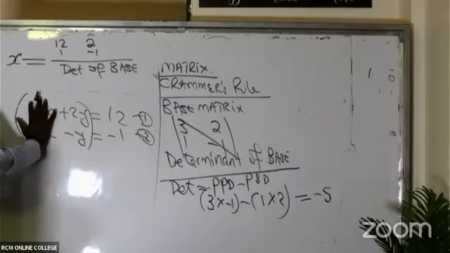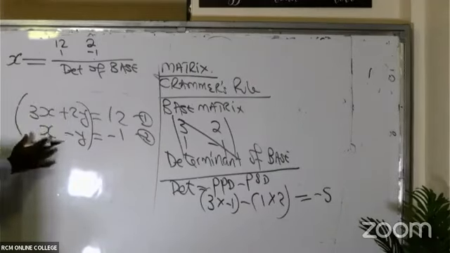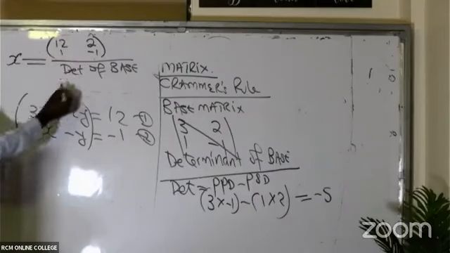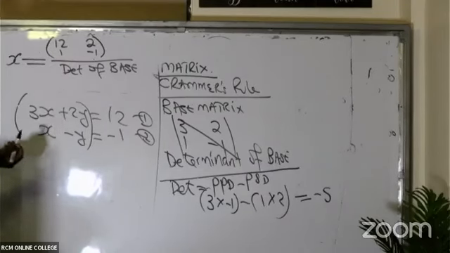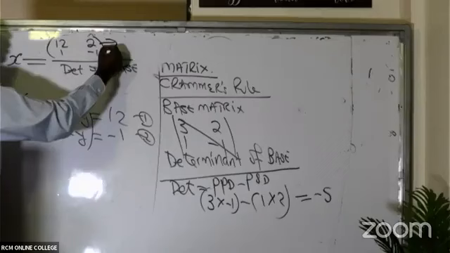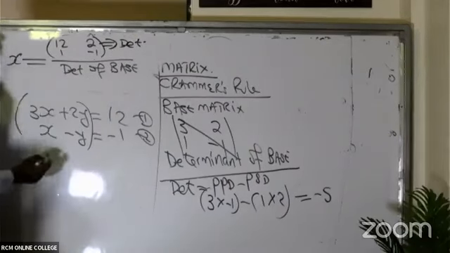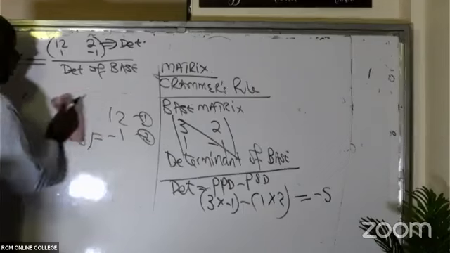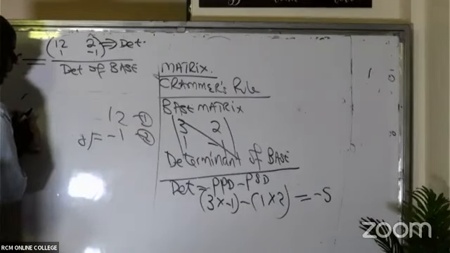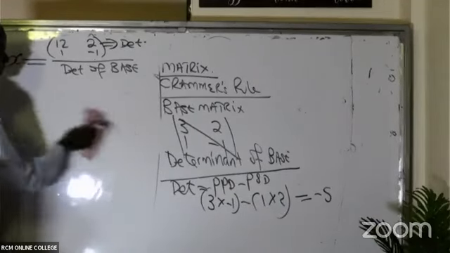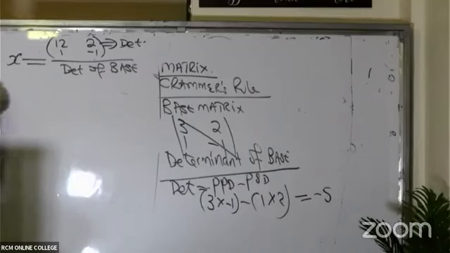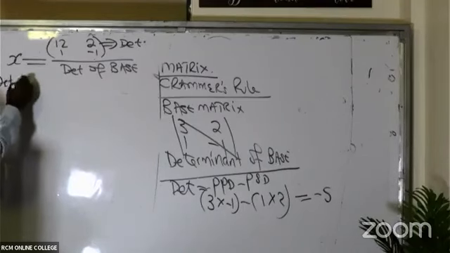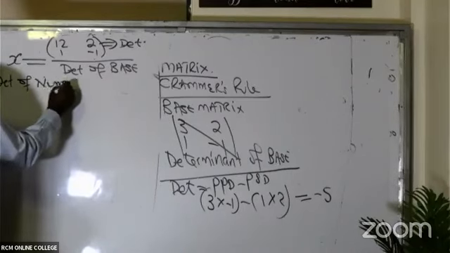So column x dies, because I'm after x. In its place, we put 12 and 1, like that. And then, ladies and gentlemen, we should be able to go ahead and get the determinant of the numerator.